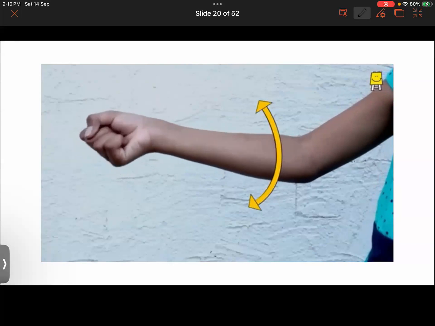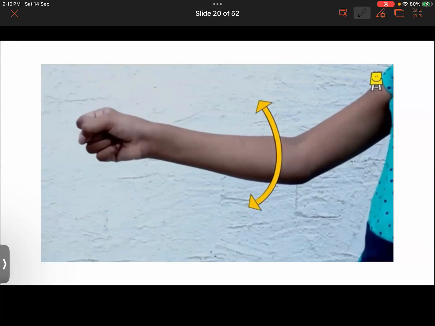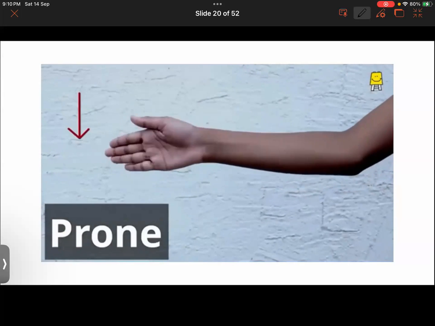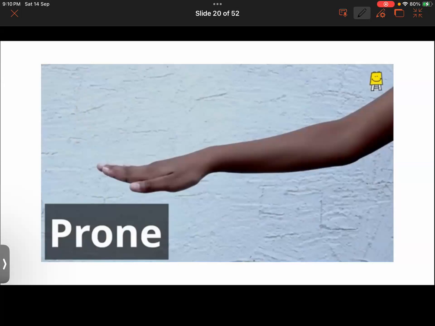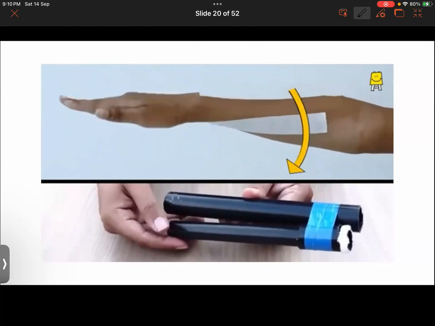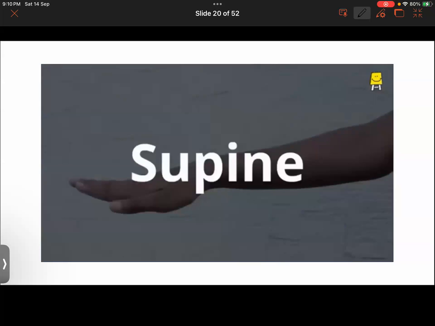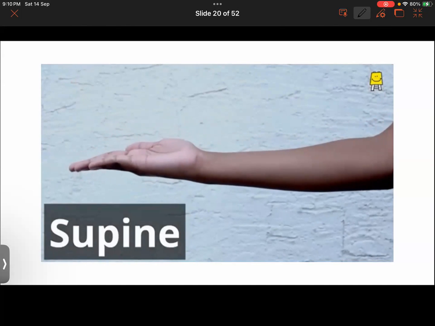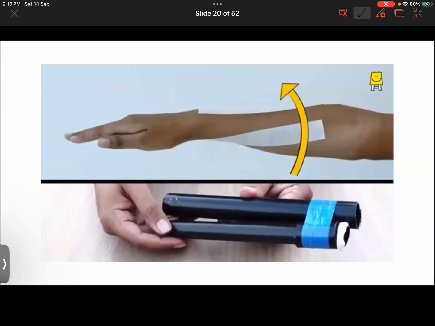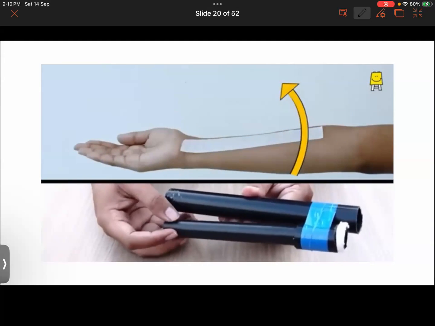This twisting action has two movements of bones. Prone, that is, when the palm faces downwards. In this motion, one bone twists over the other. Supine, that is, when the palm is facing upwards. Here, the bone goes back to the resting position.